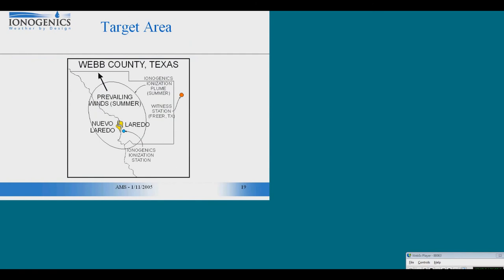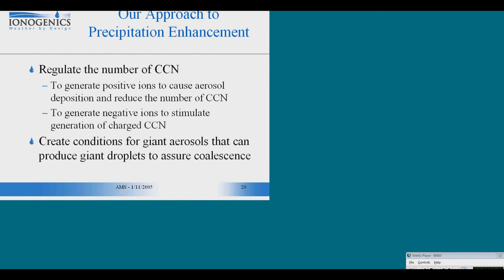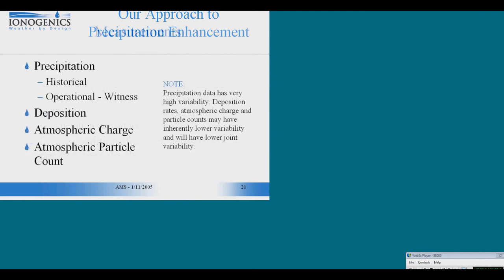The station is going to be installed just south of the city of Laredo, Texas. And because of the prevailing summer winds, we estimate that the ellipse on this map is going to be more or less our operational area. And we have defined a spot which is going to be a witness area in the city of Freer, Texas. The objective is going to be to regulate the number of CCN that we have in the atmosphere. And what we're actually going to do is try to find the resonant value so that we can produce the conditions for giant aerosol that will produce the giant droplet that will translate to precipitation. We're going to be measuring precipitation both actual to historical value as well as operational to witness.